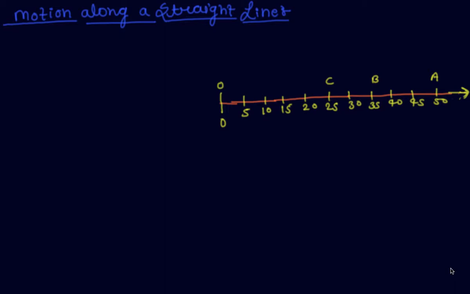Hi friends, in the previous video I described motion, how to define position and reference point. In this video I discuss motion along a straight line. This is the simplest type of motion. I describe this motion by taking the following example.